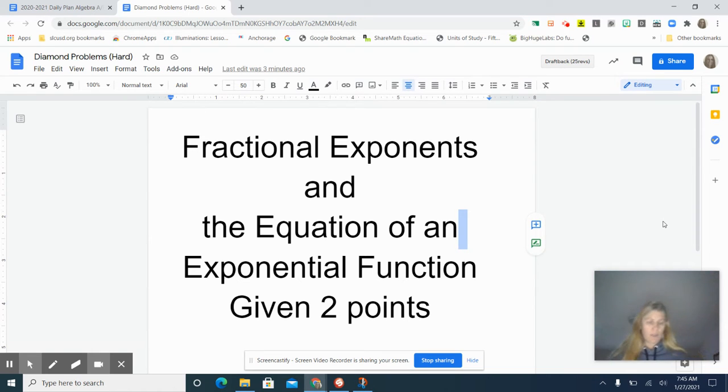Our second part is going to be looking at the equation of our exponential functions in the form y equals a times b to the x. And we're going to be looking at two different points, and we're going to go ahead and solve them and find that exponential function equation. So let's go ahead and start our notes today.